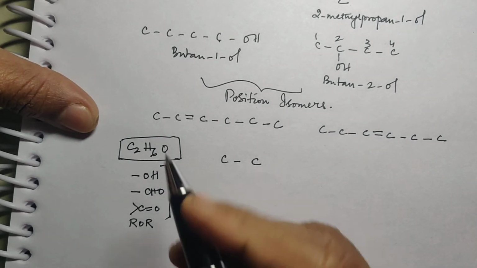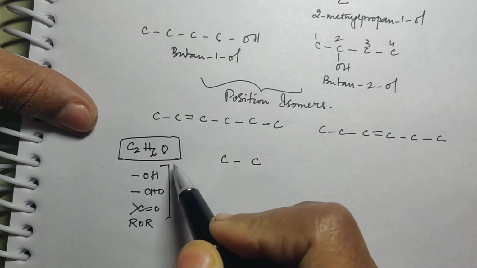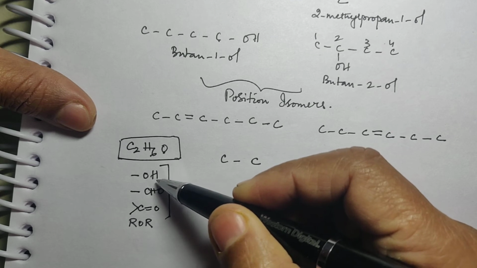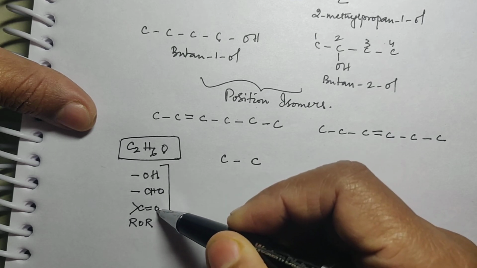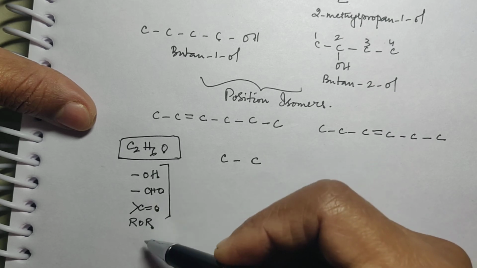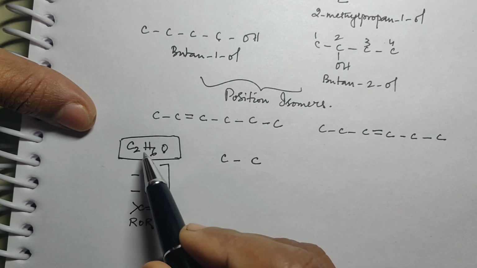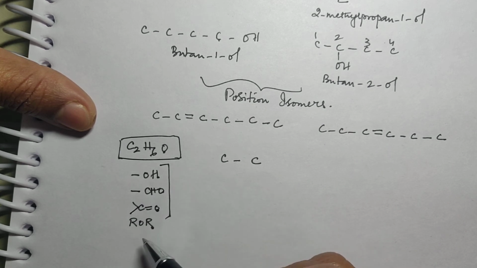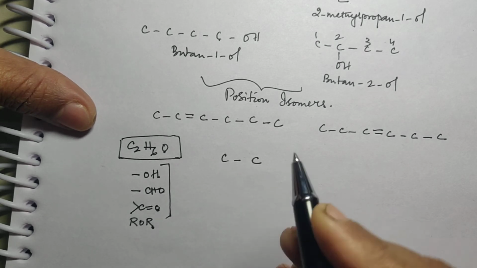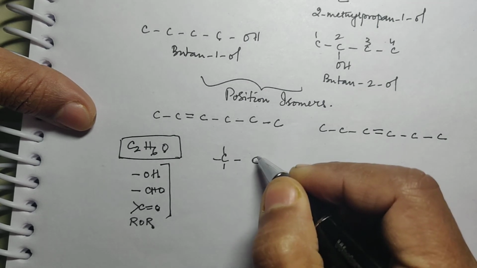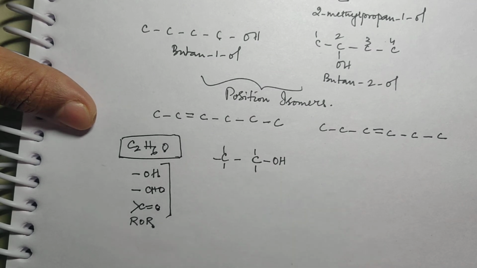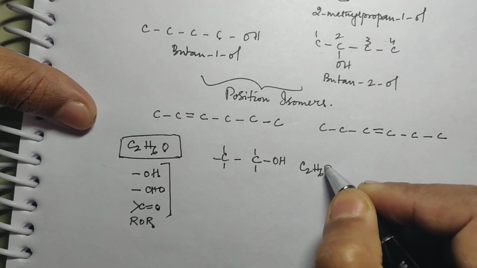So once you see an oxygen in the molecular formula, just list out all the functional groups containing 1 oxygen: OH, CHO, then C double bond O, that is ketone, and then OR, that is ether. Okay, we have written all four. Now let us see how we fit C2H6 and O into these. So put 2 carbons, and after that, adding OH, 1 2 3 4 5, gives C2H6O. This is C2H6O.